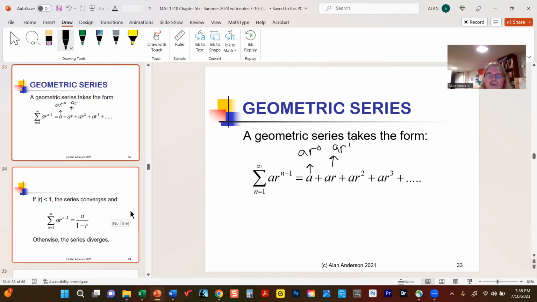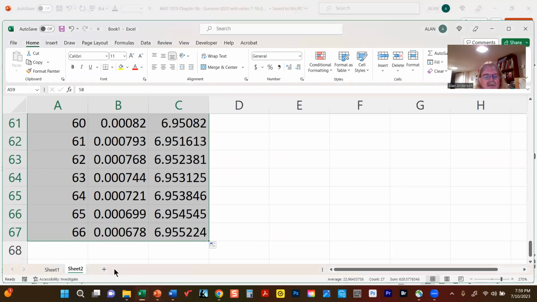Now, here's a very interesting result, and we're not going to prove it here, but if the absolute value of r is less than 1, that means that the terms are, of course, getting smaller because we keep raising them to a higher power. And it turns out that in the limit, they add up to a over 1 minus r. So why don't we try an example and just see how that looks in Excel.